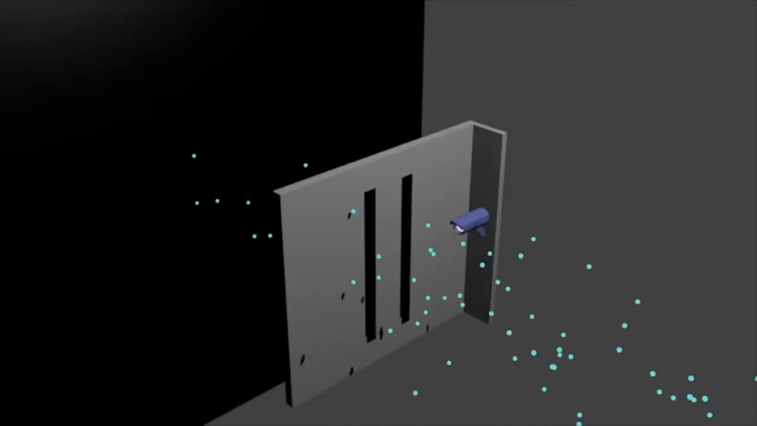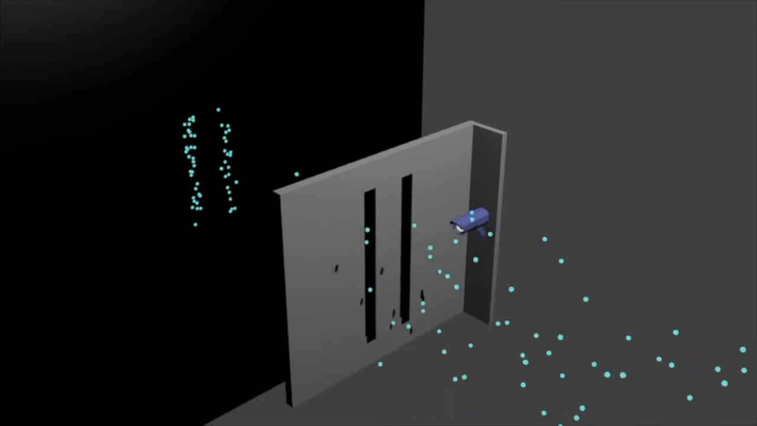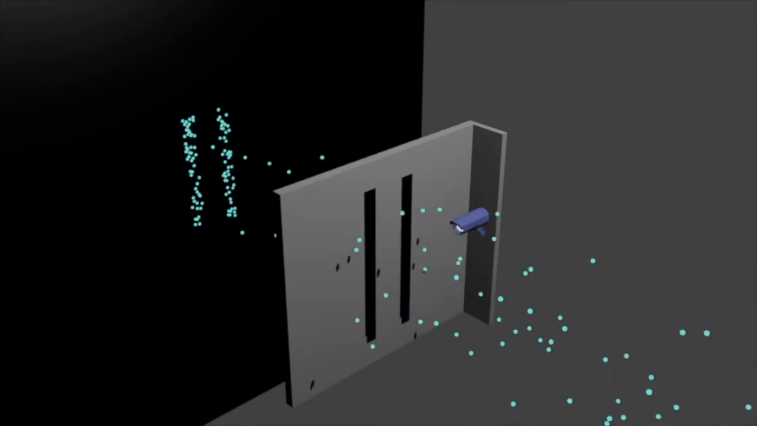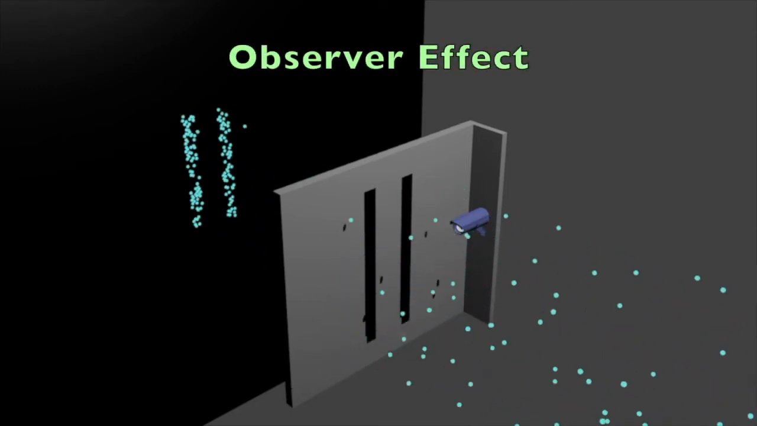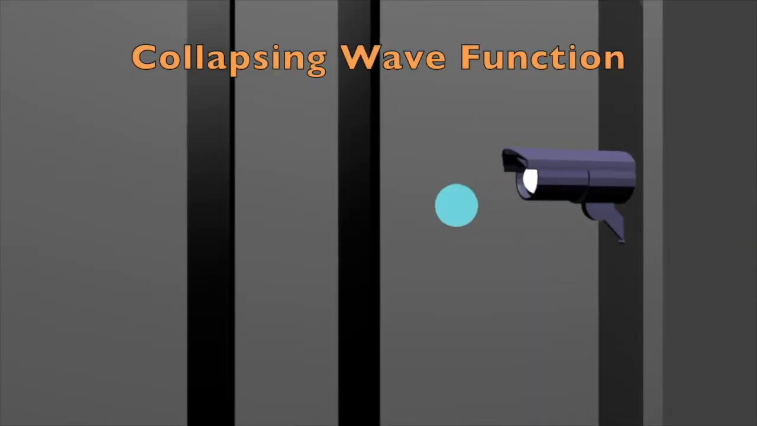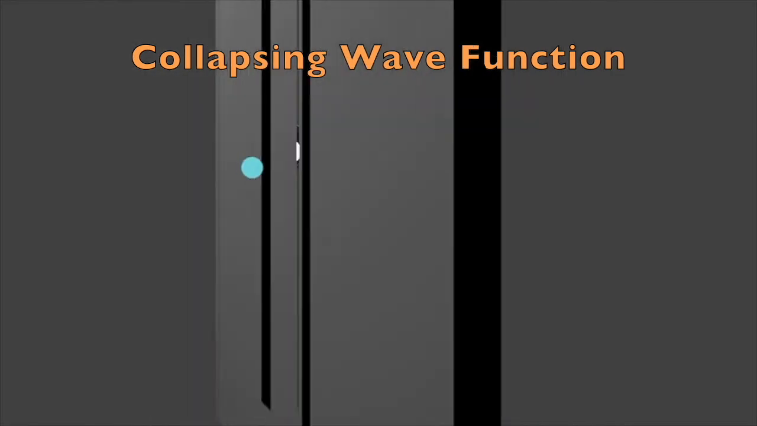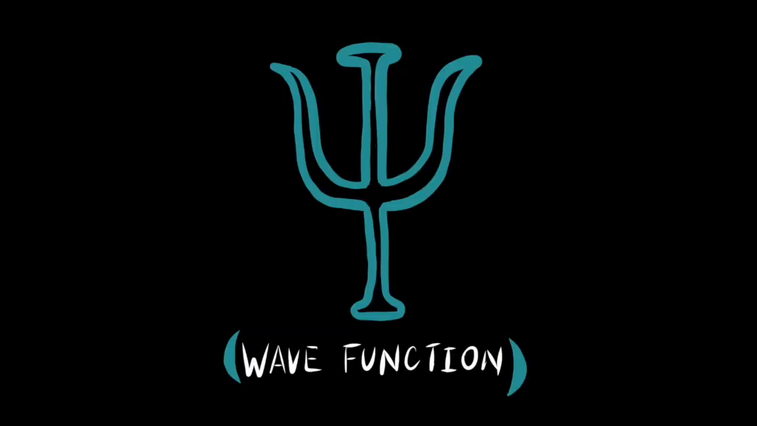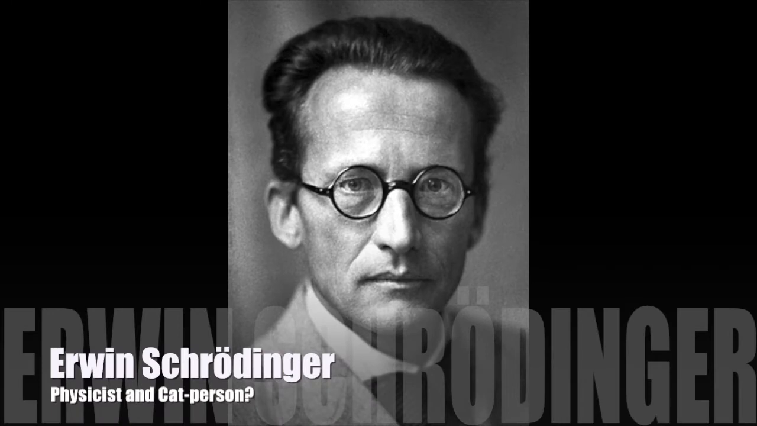But when researchers tried to passively detect which slit the electrons traveled through, they reverted to particle behavior. This is known as the observer effect. The mere act of observation forced the electrons to behave differently, collapsing their wave function, a combination of the probabilities of finding the electron in each possible position. This phenomenon was explored in 1935 with the thought experiment of Schrödinger's cat.